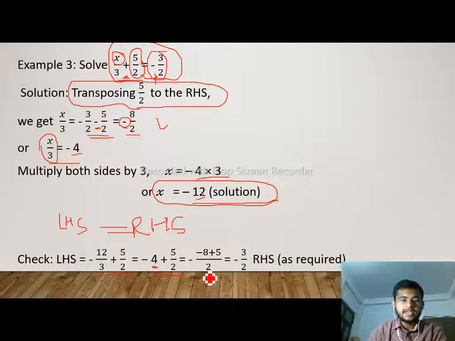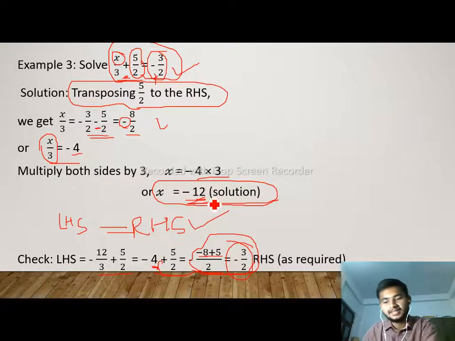Taking LCM as 2 and multiplying, 4 2s are 8. We get minus 8 plus 5, which becomes minus 3 by 2. So our RHS becomes minus 3 by 2, as RHS equals LHS. So our answer x equals minus 12 is correct.